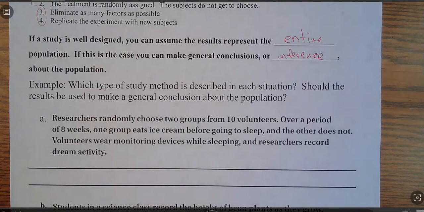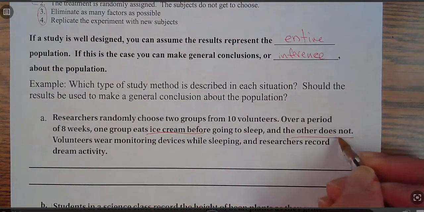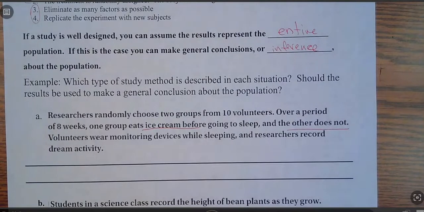So number 1, researchers randomly choose 2 groups of 10 volunteers. Over a period of 8 weeks, one group eats ice cream before going to bed. The other group does not. A treatment is applied. So that's your treatment right there. One group gets ice cream, one does not. There's your control group. Volunteers wear monitoring devices while sleeping, and researchers record dream activity. Okay, so you dream more when you eat ice cream before bed, or good dreams, bad dreams, whatever.